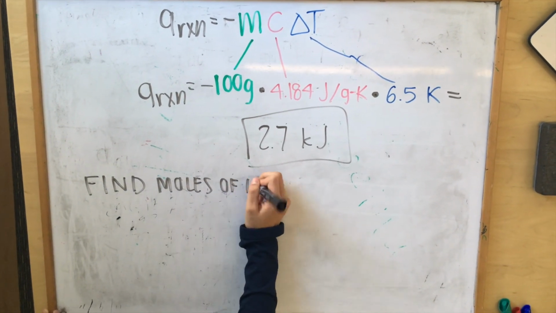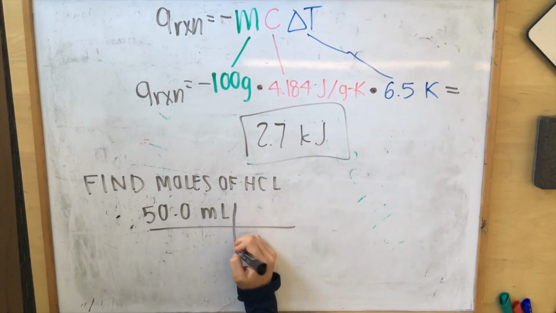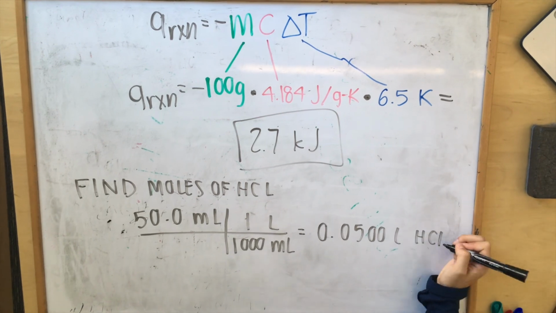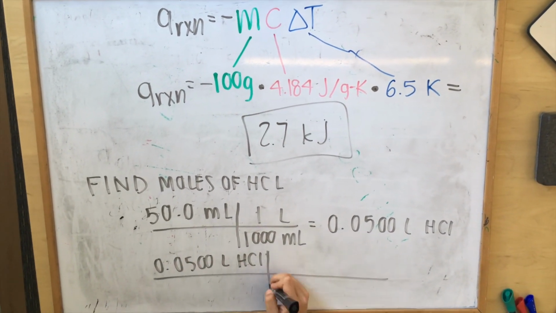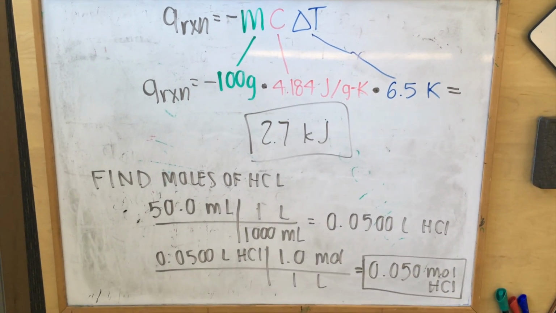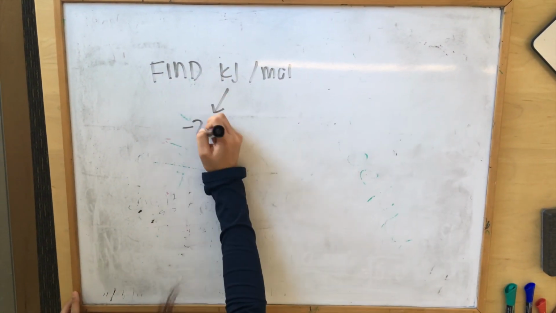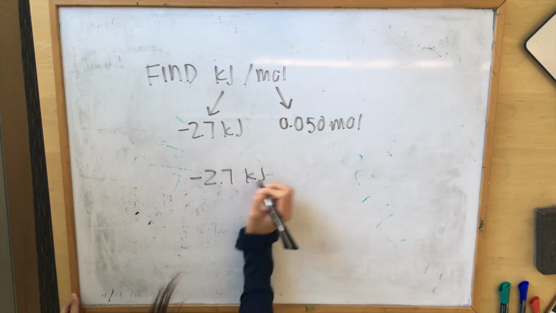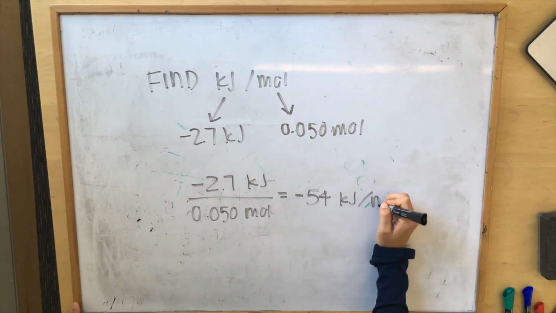The second part of this problem asks us to find the change in enthalpy in terms of moles HCl. To do this, we use stoichiometry to first convert the given amount of 50 milliliters HCl to liters, because there are 1,000 milliliters in 1 liter, and then we use the given molarity of 1 molar, or 1 mole per liter, to find that there's 0.05 moles of HCl. The last step is to divide the heat of reaction by the moles of HCl. By dividing negative 2.7 kilojoules by 0.05 moles, we get that the answer is negative 54 kilojoules per mole HCl.